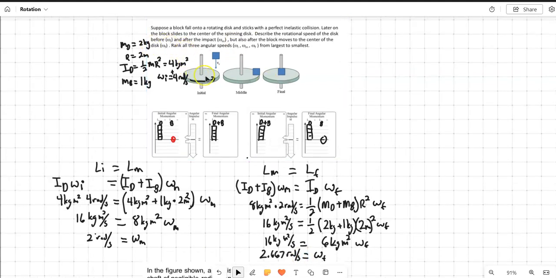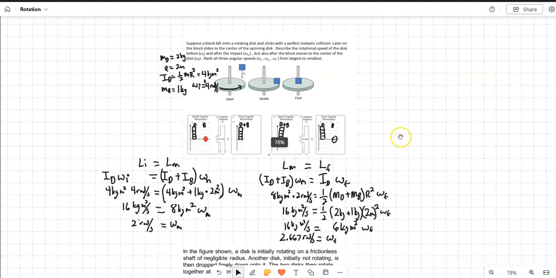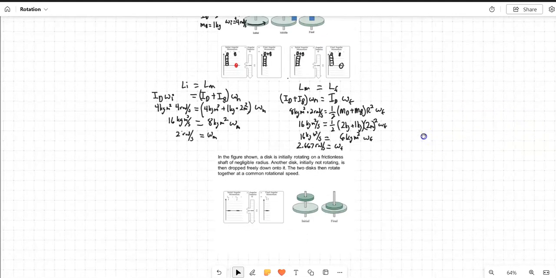In the beginning, they were asking, compare the omega here to the omega here to the omega here. And what happens is it's always spinning the fastest in the beginning, but then it spins slower here in the middle. But since this block goes to the center, its angular momentum disappears, but it can't speed back up to its original speed because this mass is added to the total object. So now it's not able to get back up to its original speed. All right, that's the problem from beginning to end.